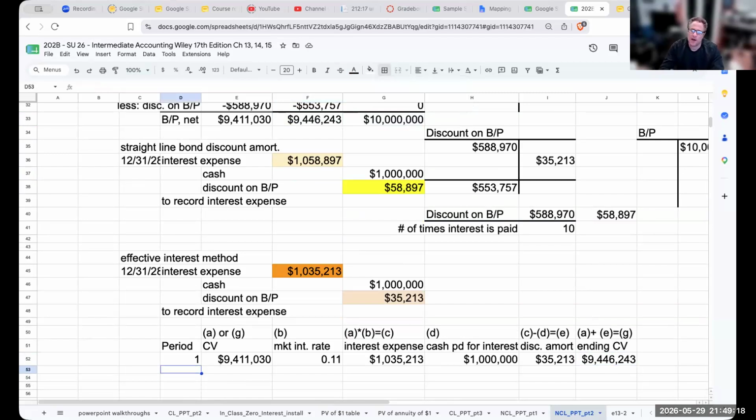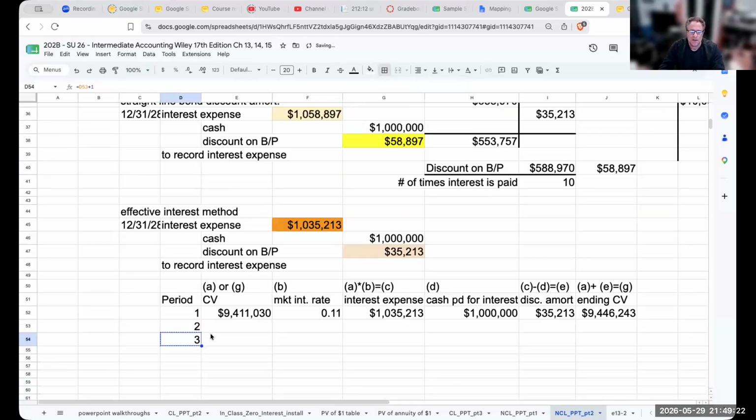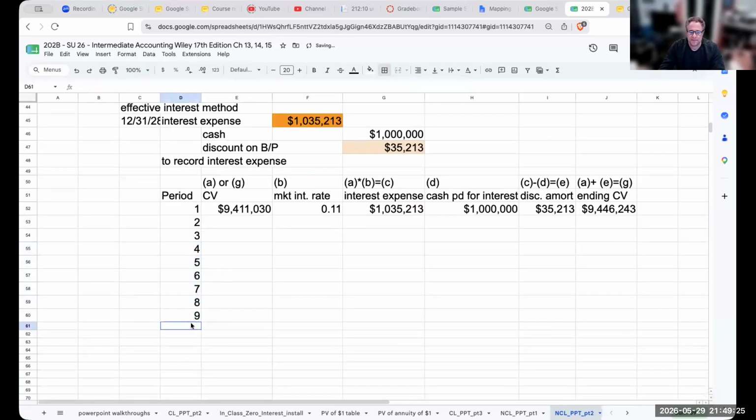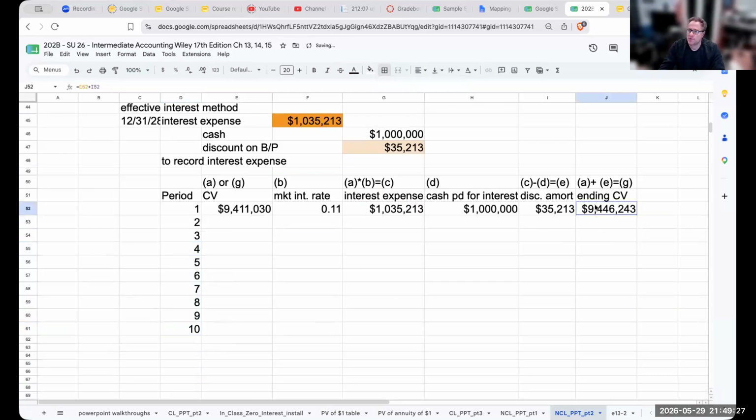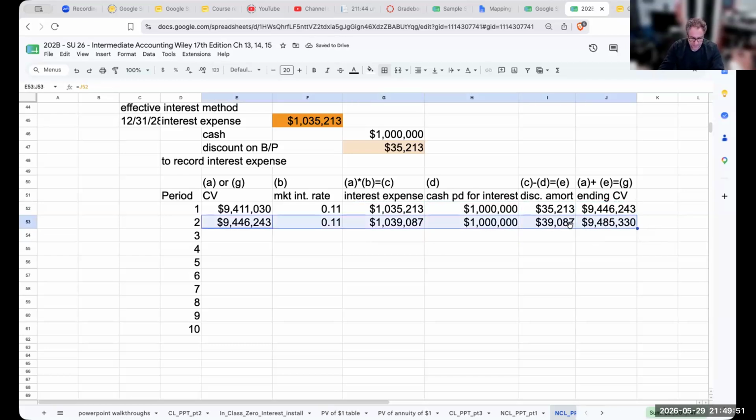So let's go ahead and do this for all the periods. By the end of period 10, this number here should be really close to 10 million. Let's see if we can get there. My ending carrying value becomes the beginning for the next period. My market rate of interest is never going to change. My interest expense is now going to be 1,039,087. My cash paid for interest never changes. But my discount amortization is now going to be slightly higher, and my ending carrying value is going to be going up.